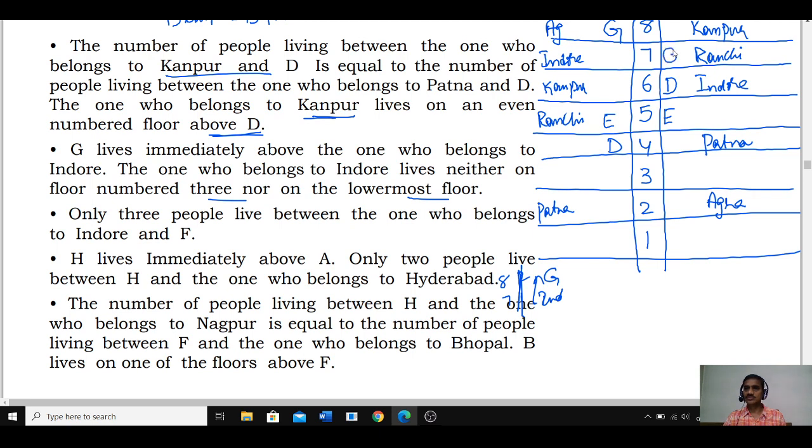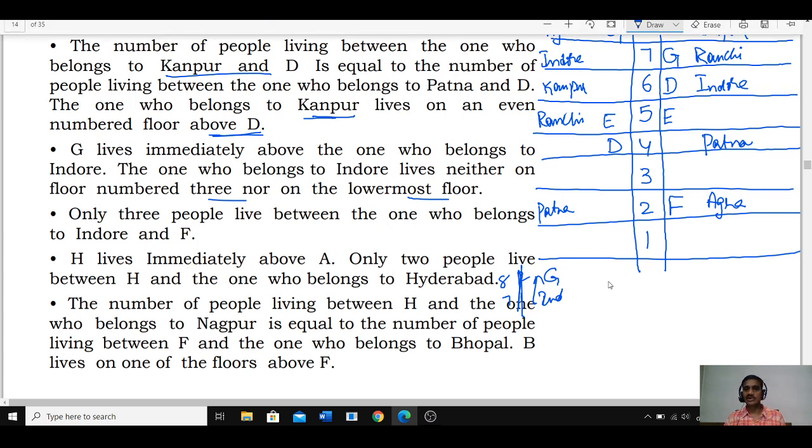ఇండోర్ ఇక్కడ వస్తే ఇక్కడ ఎవరు చెప్పండి, హియర్ ఇట్ మస్ట్ బి G. GD అండి, సరిపోయిందా? ఇండోర్ అండ్ G. And 3 people live between the one who belongs indoor and F. Indoor ki F ki మధ్యలో 3 people అంటే F ఇక్కడ ఉండాలి.